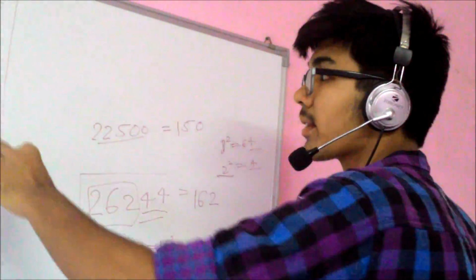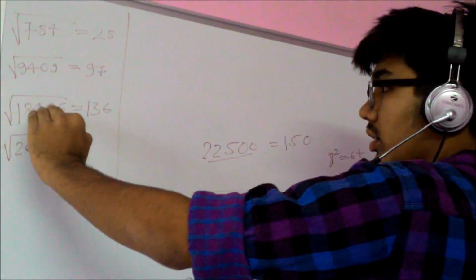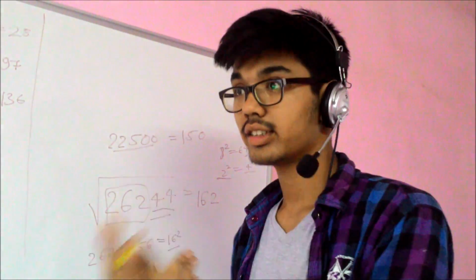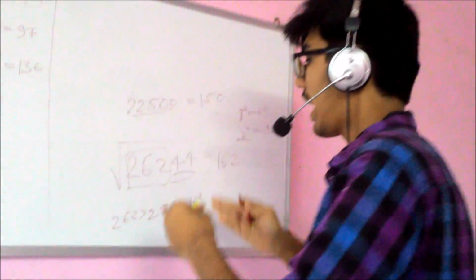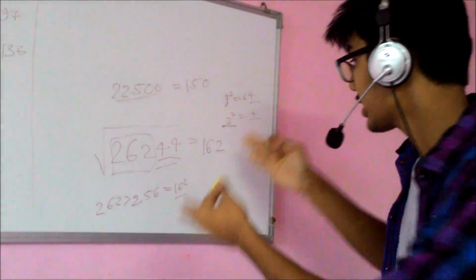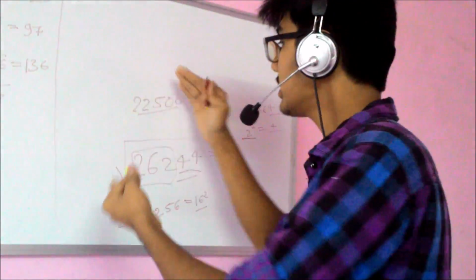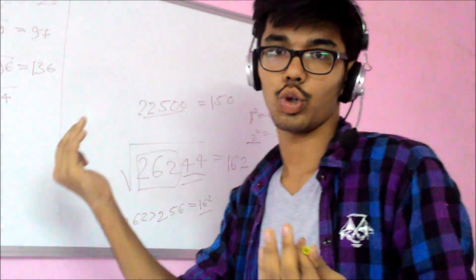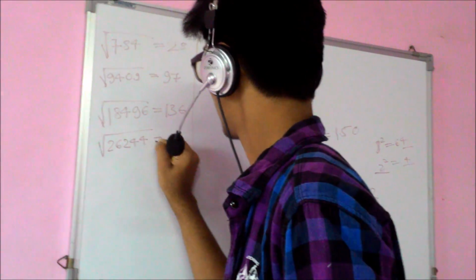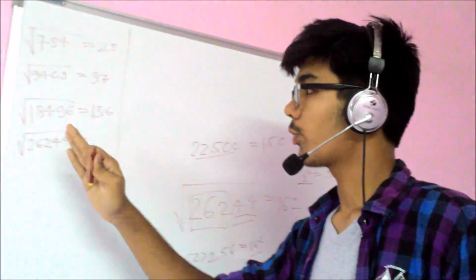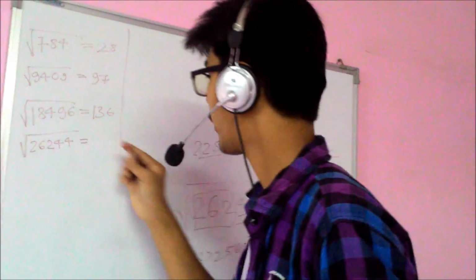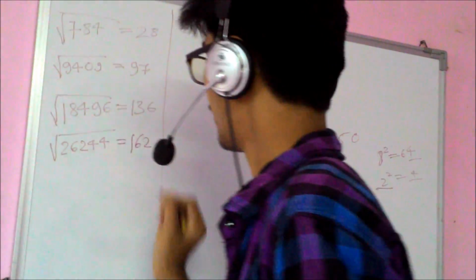You can see, guys, here the perfect square was smaller, and we take the smaller number. It's just opposite to before, where as the perfect square was smaller, we took the bigger number. This technique varies between 0 to 150 and beyond 150. So the square root of 26,244 is 162.